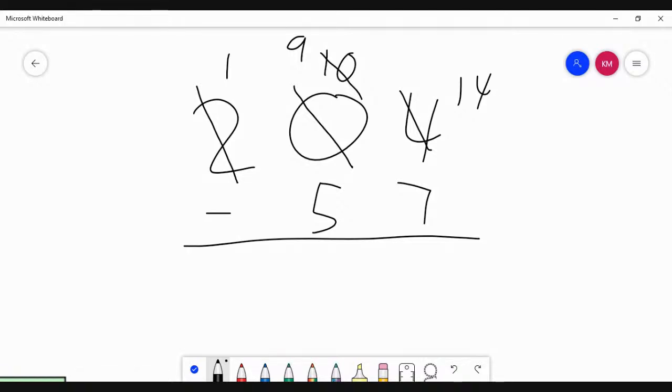So literally all you are doing is subtracting 1, adding 10, subtracting 1, adding 10 when you're borrowing. 14 minus 7 gives me 7. 9 minus 5 gives me 4. And of course, there's nothing to subtract the 1 from, so I bring down my 1.